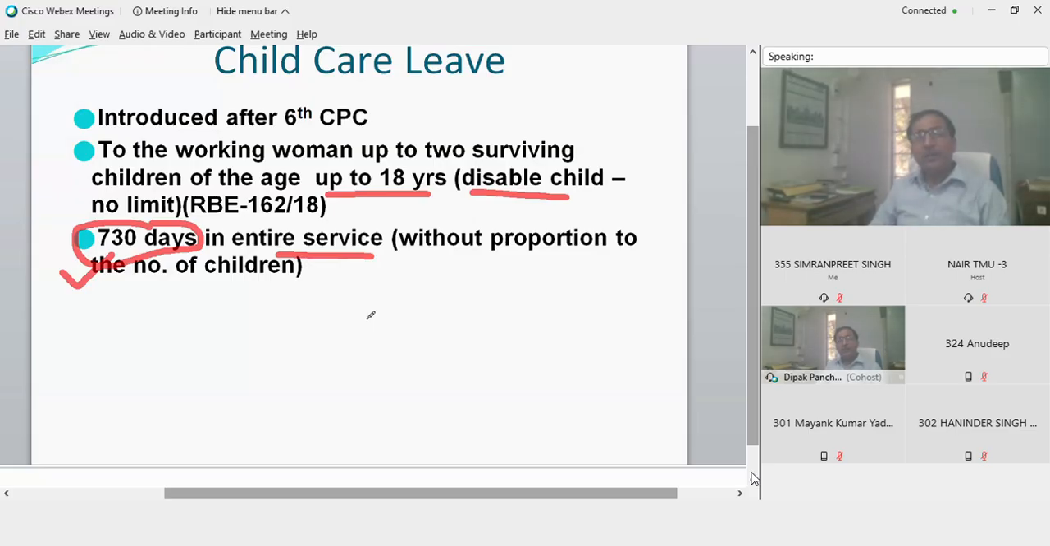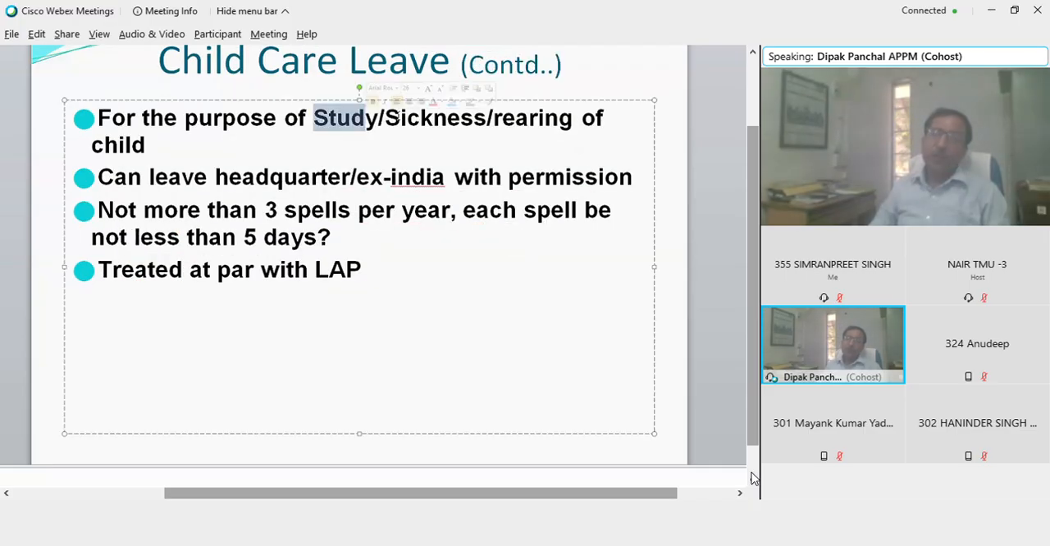This leave is granted for the purpose of study, sickness or rearing the children. जब बच्चा बहुत छोटा हो तब, जिसकी कोई देखभाल करने वाला ना हो, तब ये लीव दी जा सकती है.